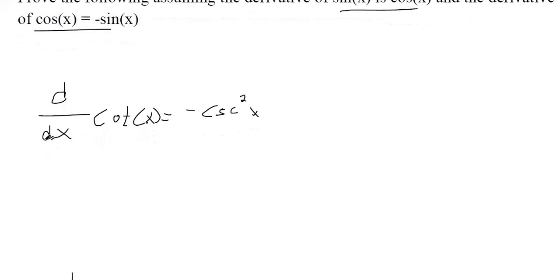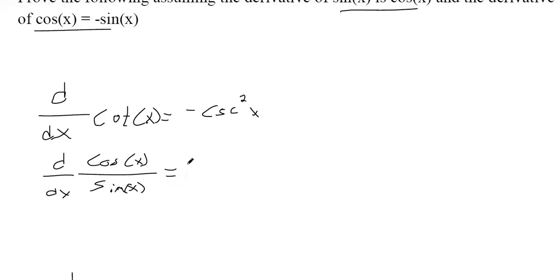Okay, so what you'll want to do for these proofs is first rewrite cotangent in terms of sine and cosine. So that's cosine of x over sine of x. That's a cotangent. Okay, cotangent is cosine over sine. And now this, if you want to take the derivative, you need the quotient rule.